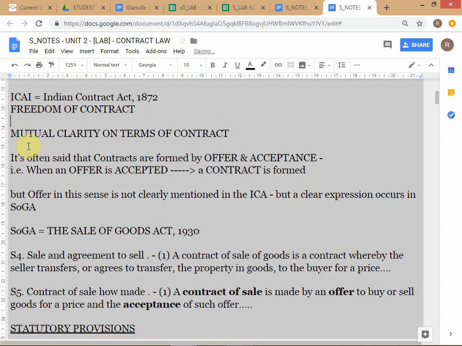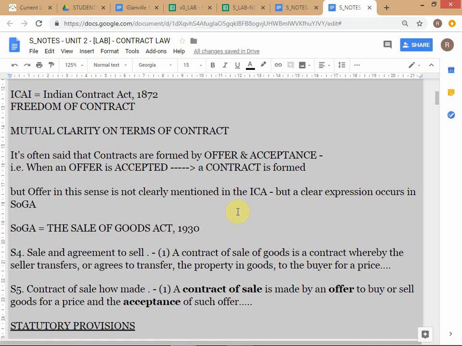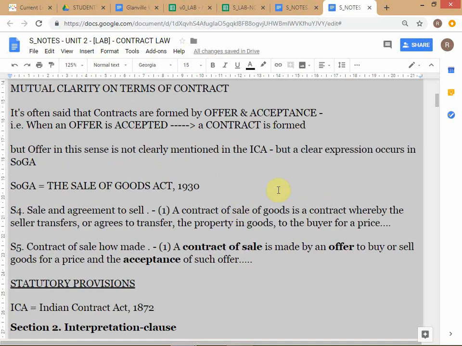We'll see more about this later. Now, just a brief idea on contracts: broadly we say that contracts are formed by offer and acceptance. This is just to get a broad idea; we'll look at the technical definitions later. Once the offer is accepted, you have a contract which is formed. This is basically just to give you an overview. But you will find that in the Indian Contract Act, there is no explicit mention like this, that a contract is formed by offer and acceptance.